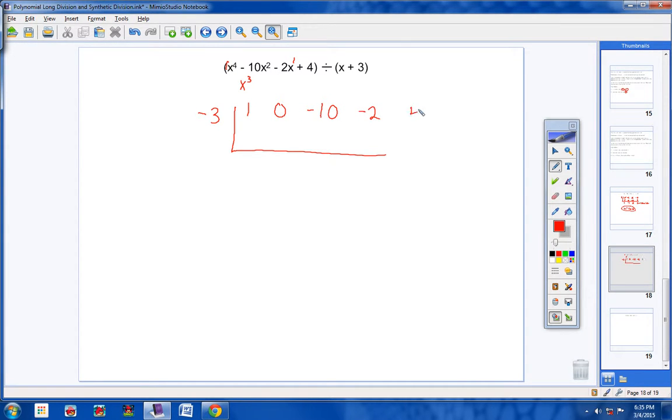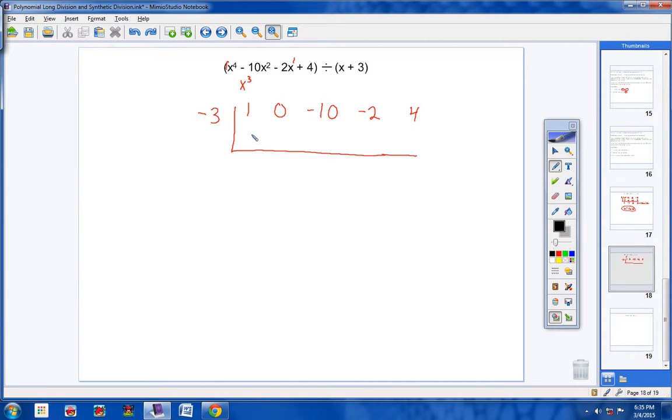By the way, are you listening, students? If you didn't have a constant term right there, you would have to put a 0 there. A lot of students miss that on a test or quiz because they see the 4, 3, 2, 1, and they forget about a constant term. If there's no constant term, you must put a 0. And now we're ready to go.